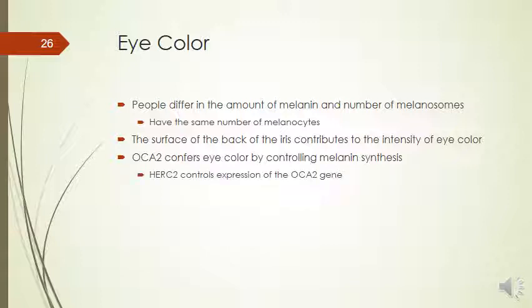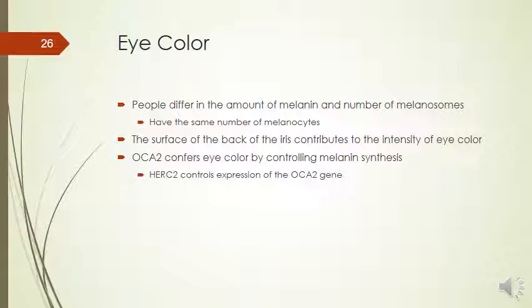If this gene is missing, albinism results, causing pale skin and red eyes. A recessive allele of this gene confers blue color, and a dominant allele confers brown. But inheritance of eye color is more complicated than this, because near the OCA2 gene is a second gene, HERC2, and this gene controls the expression of the OCA2 gene.